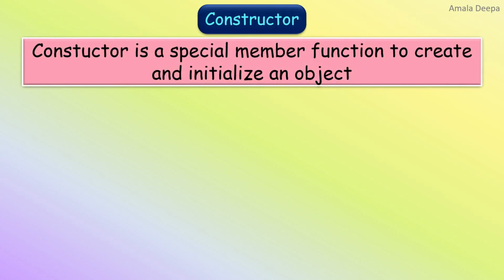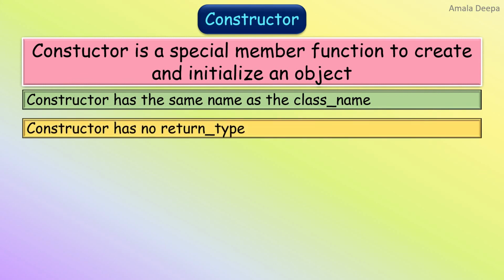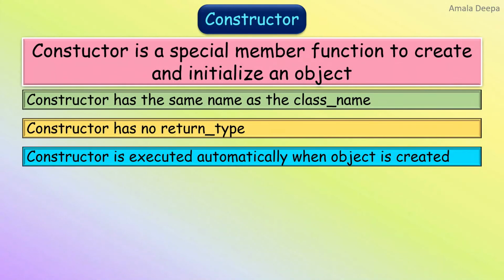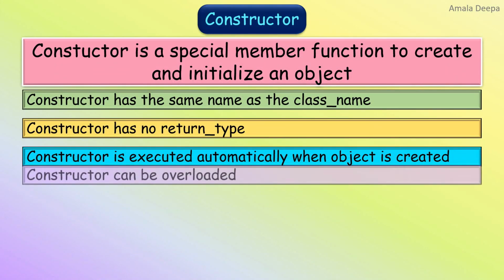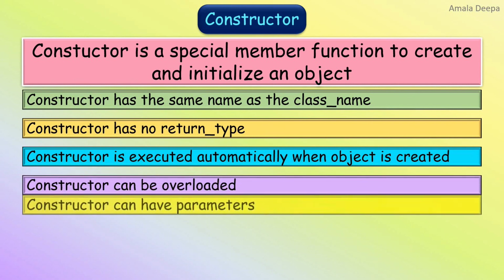What is a constructor? A constructor is a special member function to create and initialize an object. What are the characteristics of a constructor? Constructor has the same name as the class name. Constructor has no return type. Constructor is executed automatically when object is created. Constructor can be overloaded. Constructor can have parameters.